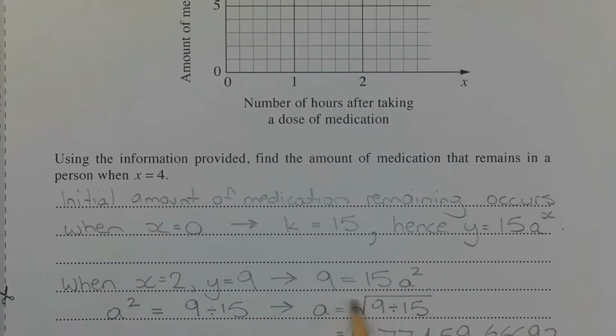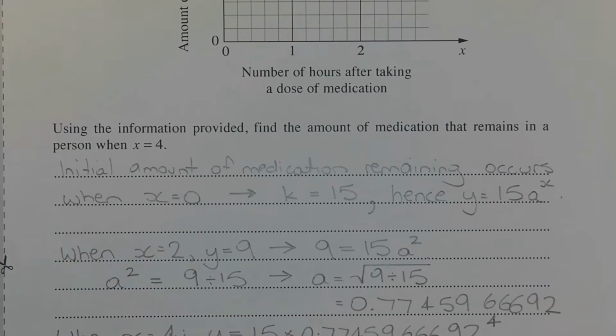Rearranging this equation to isolate a squared, we get a squared is equal to 9 divided by 15, and then taking the positive square root of both sides of the equation to isolate a. Since the square root is the inverse or opposite operation of squaring, we get a is equal to the square root of 9 divided by 15, which as a decimal is 0.77459666692.